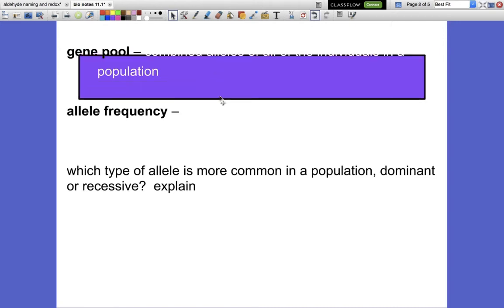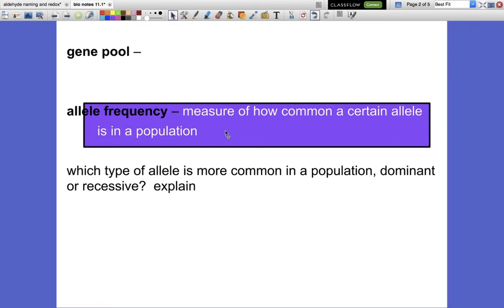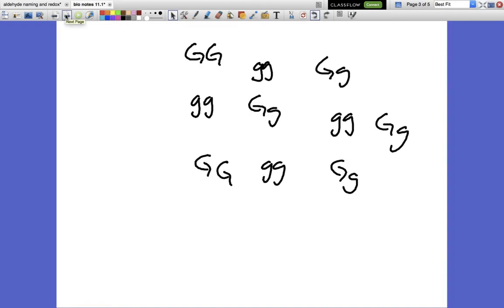Allele frequency is measuring how common a certain allele, some individual allele, is in that population. So we're going to talk a lot about allele frequencies and how it might make a difference if it's a dominant or a recessive allele for that trait. So this first question, asking which type of allele is more common in a population, dominant or recessive, it's actually a really complicated question, and it really depends on the situation. So it's easier to explain first just by looking at an example specifically.